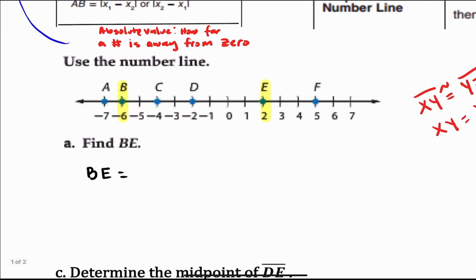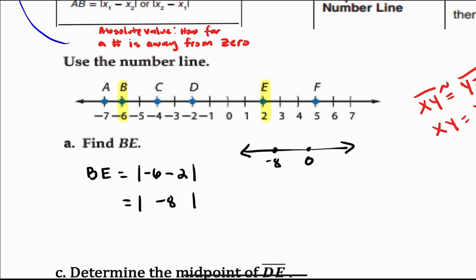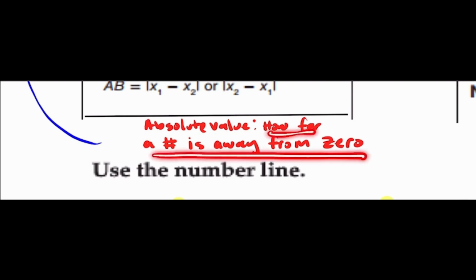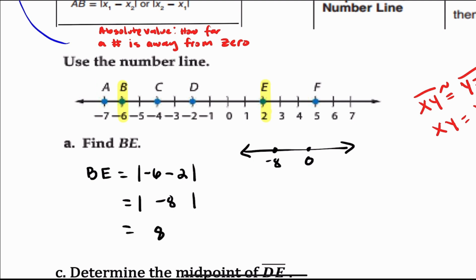So the measure of BE is equal to the absolute value of -6 minus 2. We are going to work inside the absolute value first. So what is -6 minus 2? -8. Then we're going to take the absolute value. I'm going to draw a picture of a number line with two points involving 0 and -8. If I walk from 0 to -8, my distance will be 8 units long. How far is -8 away from 0 in terms of distance? It would just be 8.